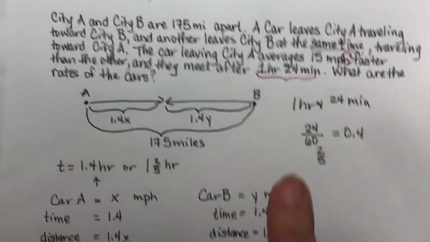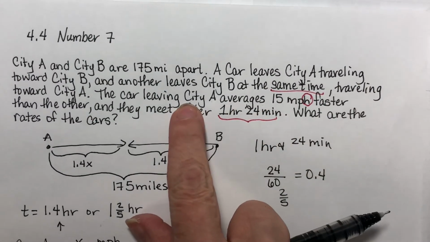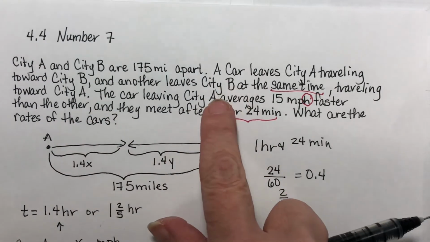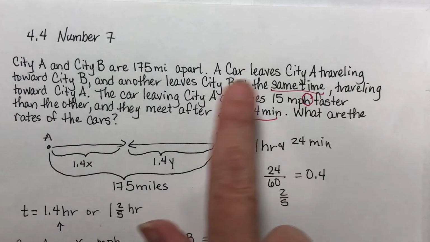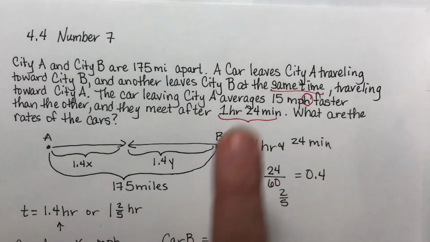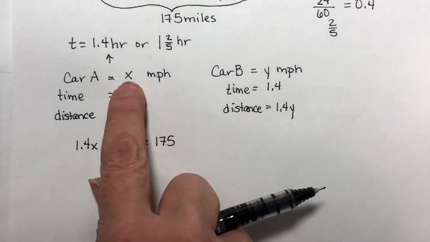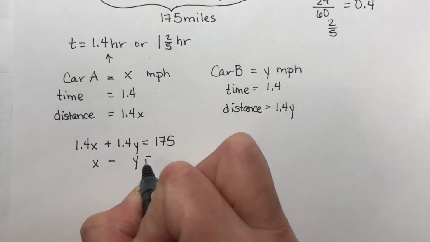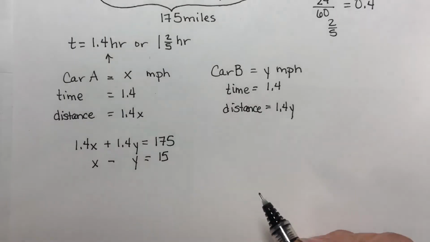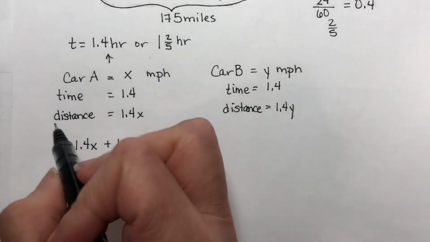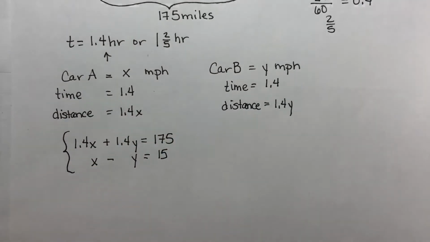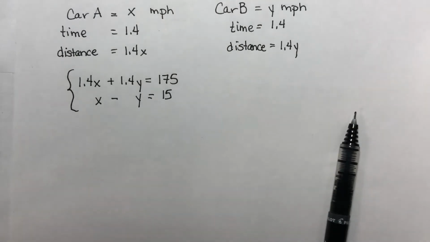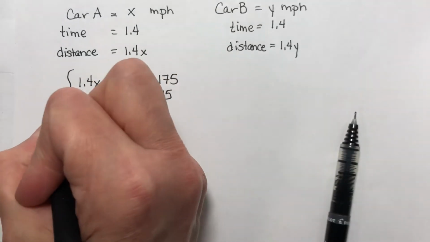Now for my second equation, I need to use that the A car is faster than the other car. That means if I take the speed of A and subtract the speed of B, I should get 15 because there's 15 between them. Car A was the faster car, so x minus y is going to give me the 15 mile per hour difference between the two cars. Now this is the system I need to solve. It's going to be fairly easy for us to get rid of y. I just need to multiply the entire equation by 1.4.